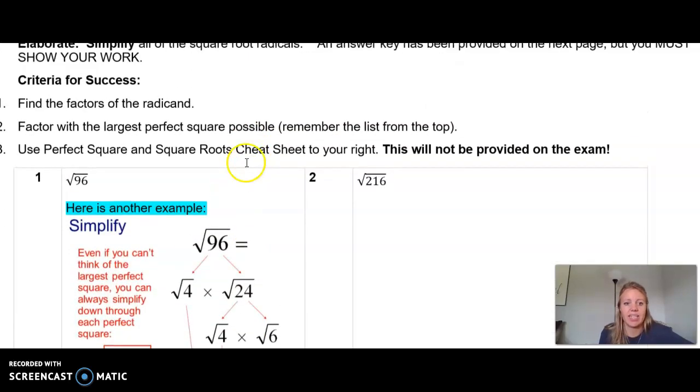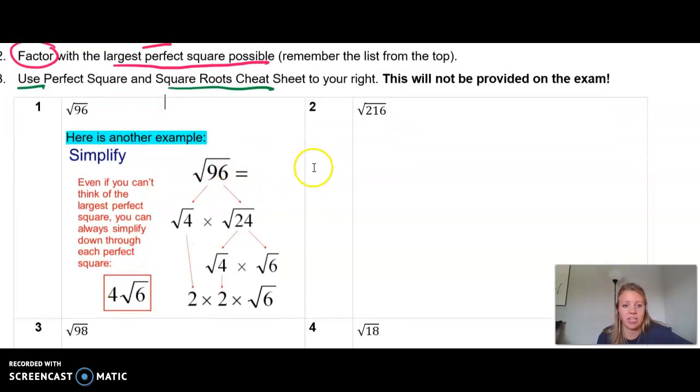So this says find the factors of the radicand. That's our first step. Then step 2 is we're going to factor with the largest perfect square possible. So use this list at the top. Hopefully, if you want to, just go right down that list. Then we're going to use that perfect square and square roots cheat sheet, which is on the right, and we can try to simplify. So you have all of these notes, remember. If you want to look at these notes on your own, you can go and reference them.